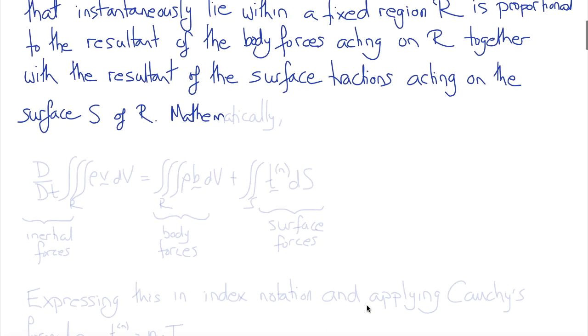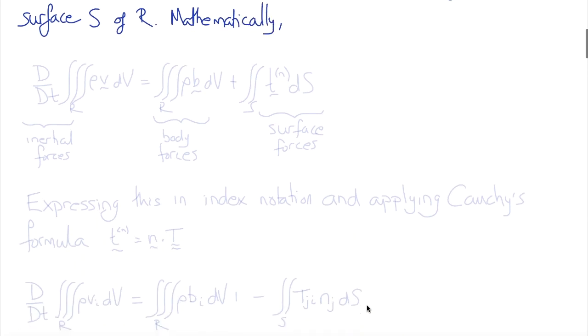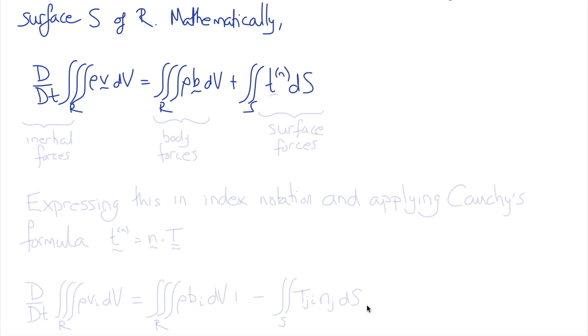So mathematically, we can write this as the material time derivative of the triple integral over R of the density rho times velocity v with respect to volume is equal to the triple integral over R of the density times the body force with respect to volume plus the double integral over S, the surface, of the traction vector T integrated over the surface.